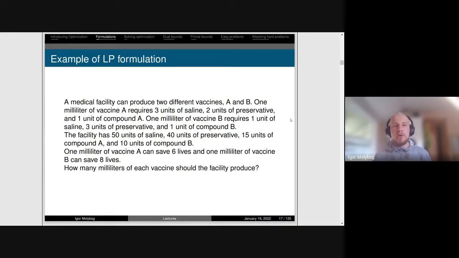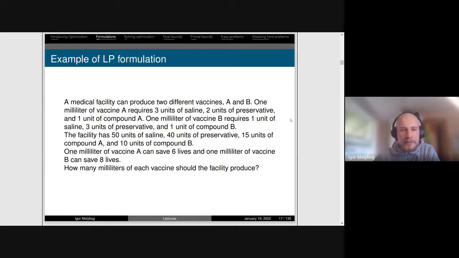Let's consider an example of an LP formulation. It's a linear program, no integer variables required whatsoever, so it's a very simple task. Let's say that we are considering a medical facility that produces different vaccines, vaccine A and vaccine B. 1 millimeter of vaccine A requires 3 units of some compound, 2 units of preservative, and 1 unit of compound A. 1 millimeter of vaccine B requires 1 unit of something, 3 units of something else, and 1 unit of compound B.